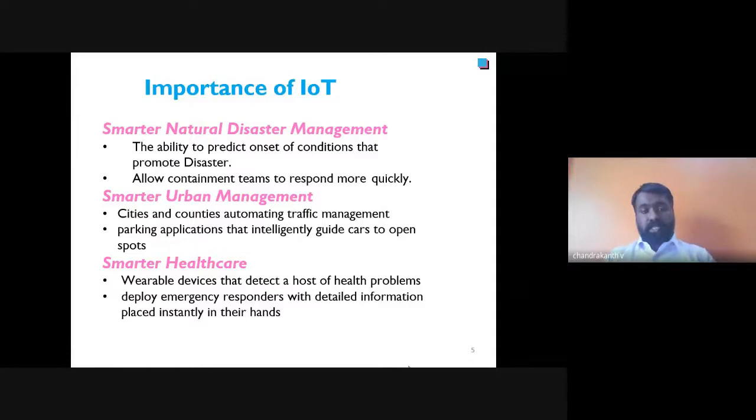I mean, we can't stop the disaster from happening, but we can reduce the losses due to these disasters. For example, a forest fire: if you have devices integrated in certain places, they will be able to predict the onset conditions that promote this disaster. For example, you might know that we had a tsunami in 2004. If we had had some mechanism to predict it, we would have reduced the losses beforehand. After that, a lot of developments have been done and implemented.